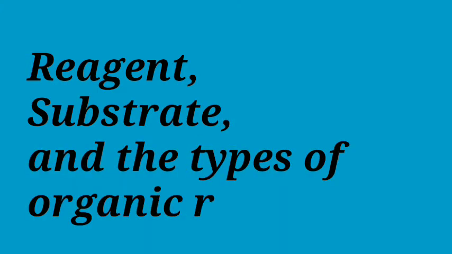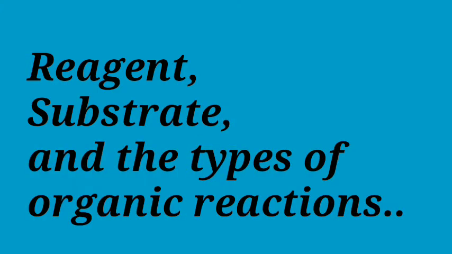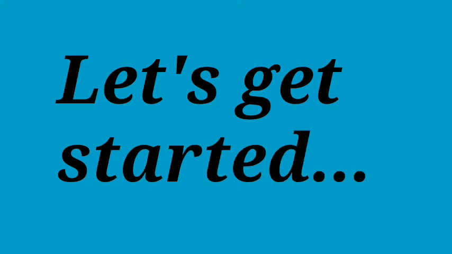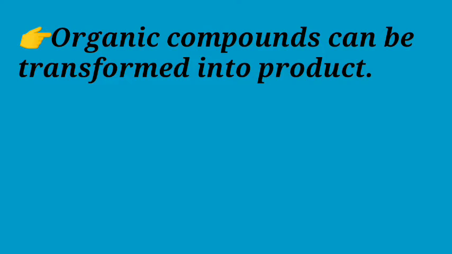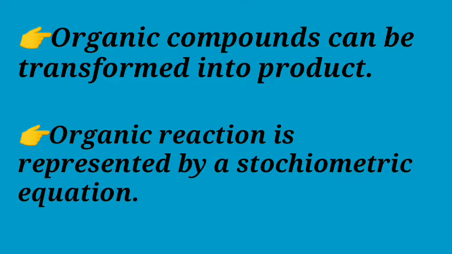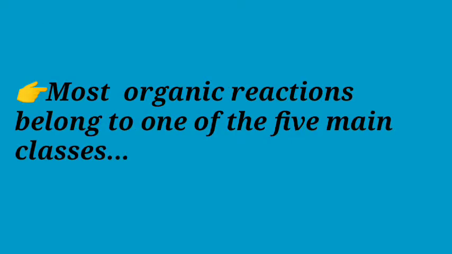So in today's lecture, we are going to discuss the reagent, substrate, and the types of organic reactions in detail, along with the different classification of organic reactions. So let's get started. Students, we know that organic compounds can be transformed into product, and the process, that is organic reaction, is represented by a stoichiometric equation. However, most organic reactions belong to one of the 5 main classes.